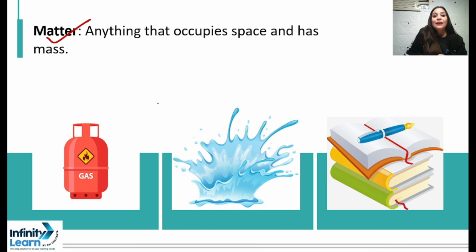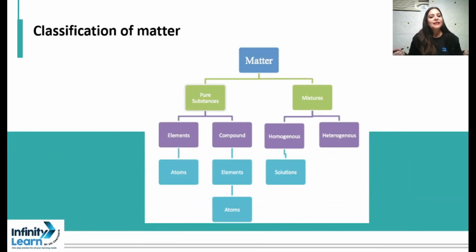So whether you talk about a gas cylinder which contains gas, whether you talk about water, books, pen, chair, table, everything comes under the category of matter. Because when we keep them, they occupy space and they have certain mass also. And matter exists in all three states: solid state, liquid state, and gaseous state. Even the air occupies space. So air is also matter.